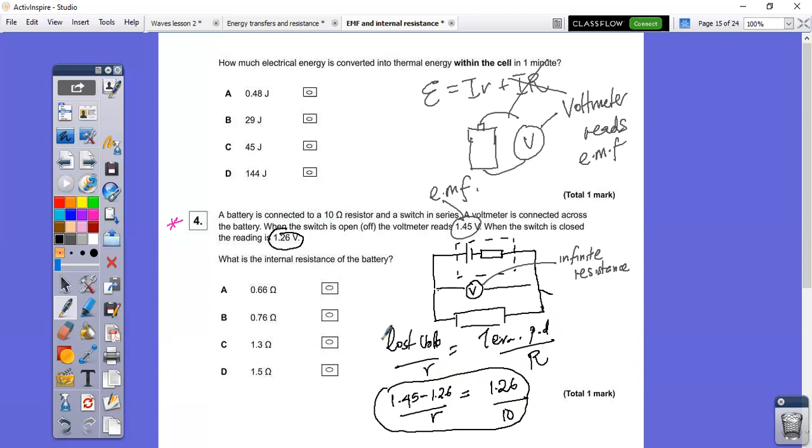So are you appreciating this concept of lost volts? You absolutely need to appreciate the idea of lost volts and the fact that when the switch is open, a voltmeter gives you the EMF. Because if you know the EMF, and then you know what the new reading is when there's a current flowing, you can work out what the lost volts are. In other words, EMF minus terminal PD is equal to lost volts. So the answer would be D.